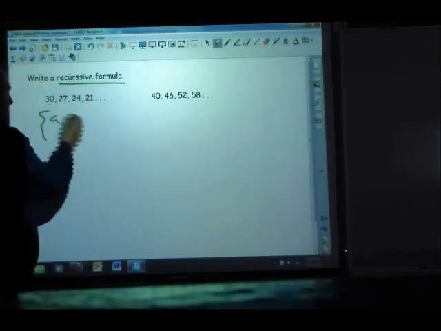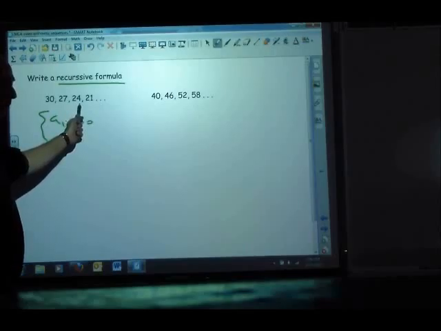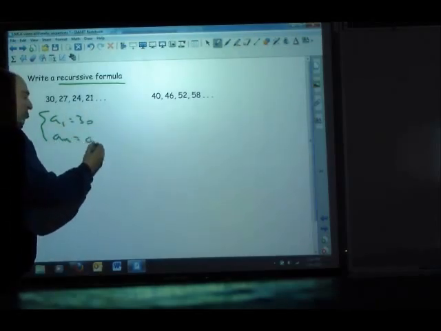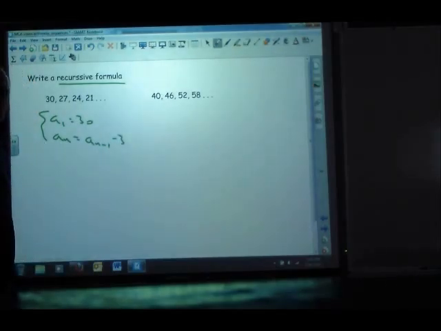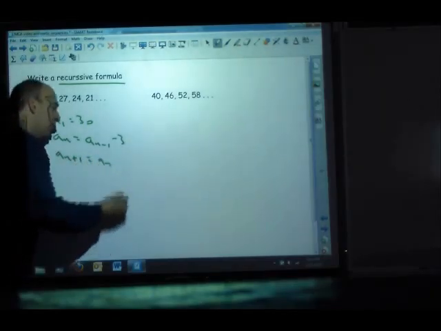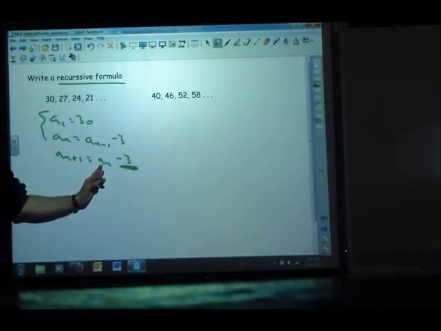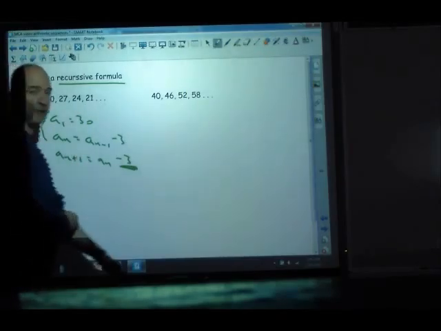So A1 is 30. Now what are we doing to work our way down the line? How am I getting the third term? Now look at the previous, minusing 3. I'm always subtracting 3 from the previous term. So you would see something like AN equals, the previous would be AN minus 1, and I'm taking away 3. Okay? Now again, they may call this AN plus 1 and call this AN. What you're looking for is that you're indicating what you're doing to something to get the next term. Okay? And that's it. Okay?